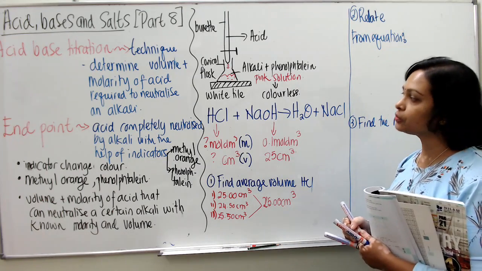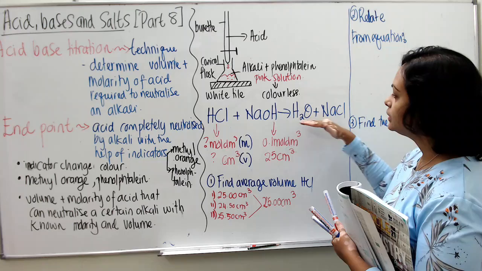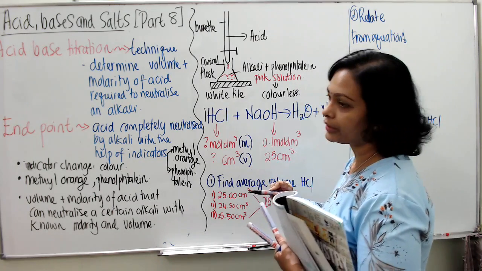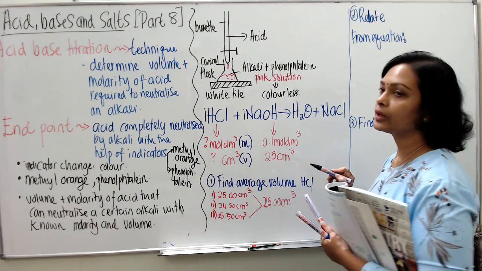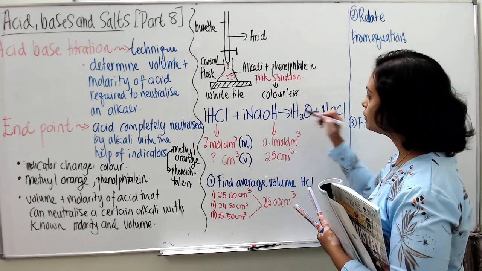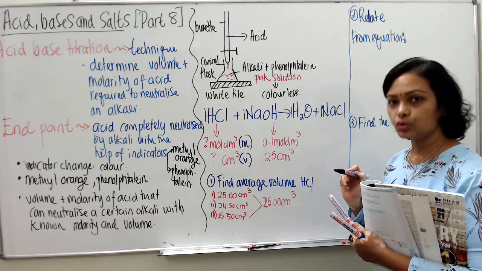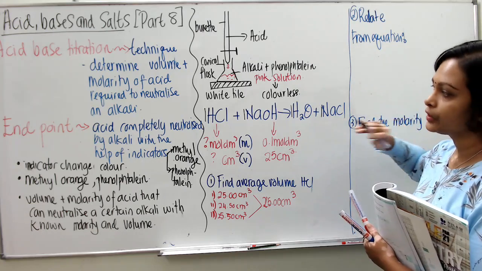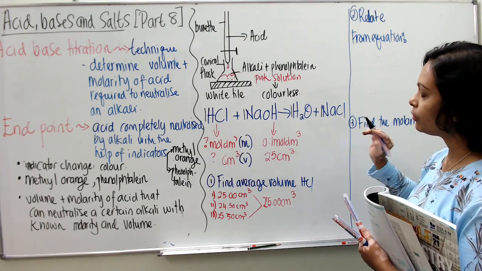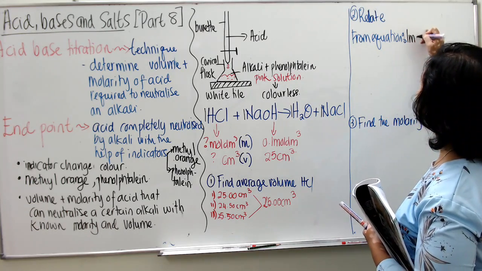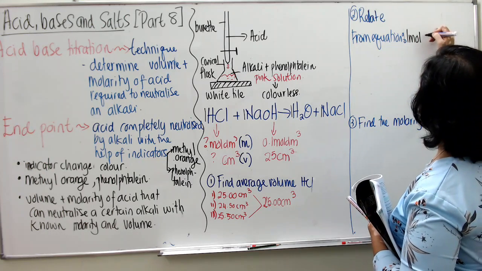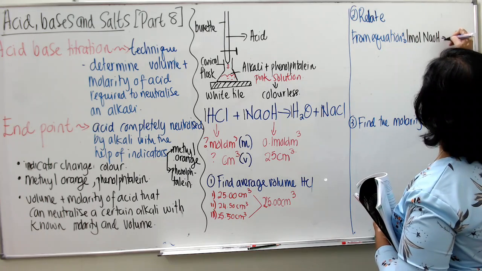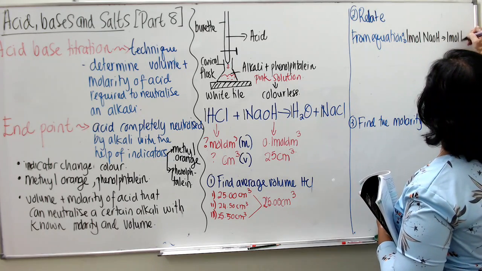From the equation, this is the equation for neutralization, where 1 mole of hydrochloric acid and 1 mole of sodium hydroxide are needed to produce 1 mole of water and 1 mole of sodium chloride. So transfer this information here. That means from the equation, 1 mole of sodium hydroxide is needed to react with 1 mole of hydrochloric acid.